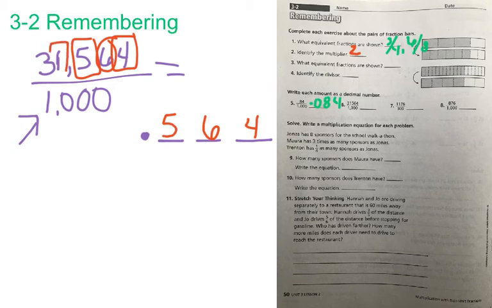And then we have a 1. Well, we're going to have to jump the decimal now, and we're going to have a 1. And then we're going to move over to the tens place and a 3. So it's 31 and 564 thousandths. And if you think about this, if you have 31 and 564 thousandths, that 31 is going to be a whole number.